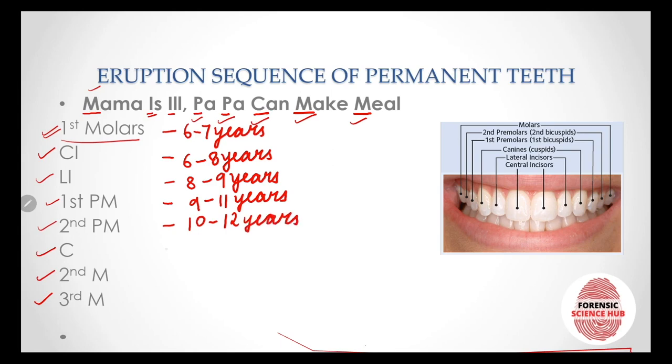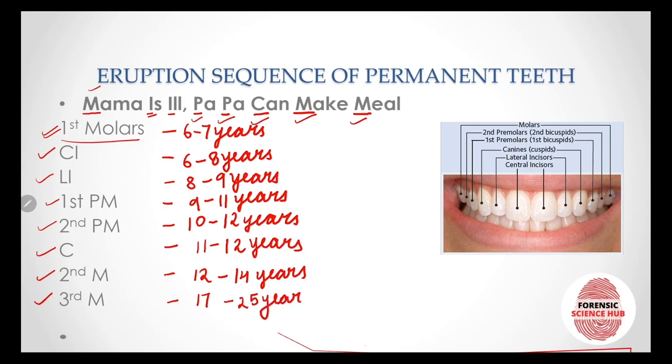The canines start to erupt at the age of 11 to 12 years. The second molar starts to erupt at the age of 12 to 14 years. And lastly, the wisdom tooth, that is the third molar, erupts in between the age of 17 to 25 years, and in some cases it does not erupt at all.